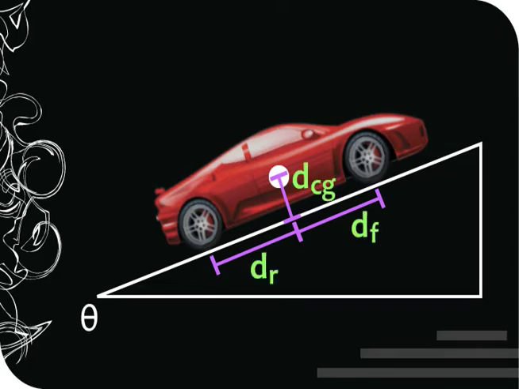Let's call d sub cg the perpendicular distance between the ground and the center of gravity of the car, d sub f the distance between the front tire and the center of gravity, and d sub r the distance between the rear tire and the center of gravity.